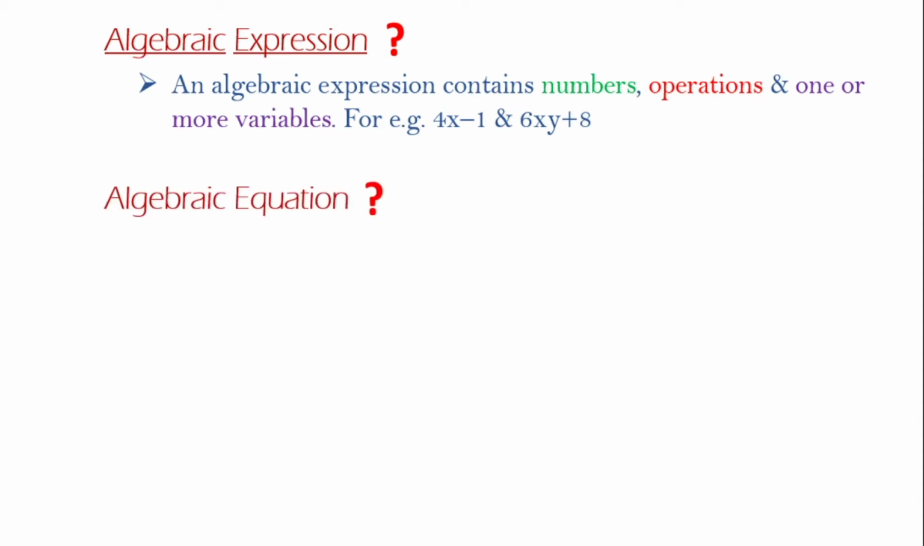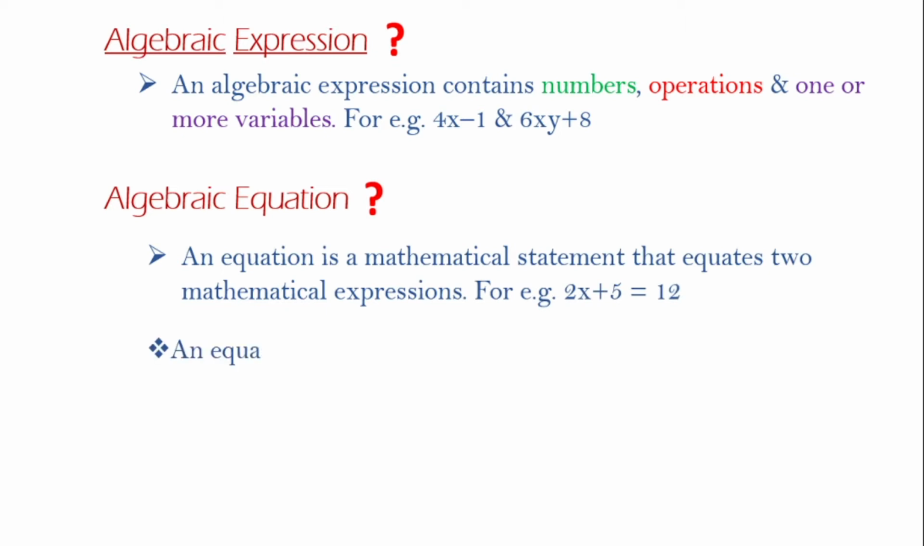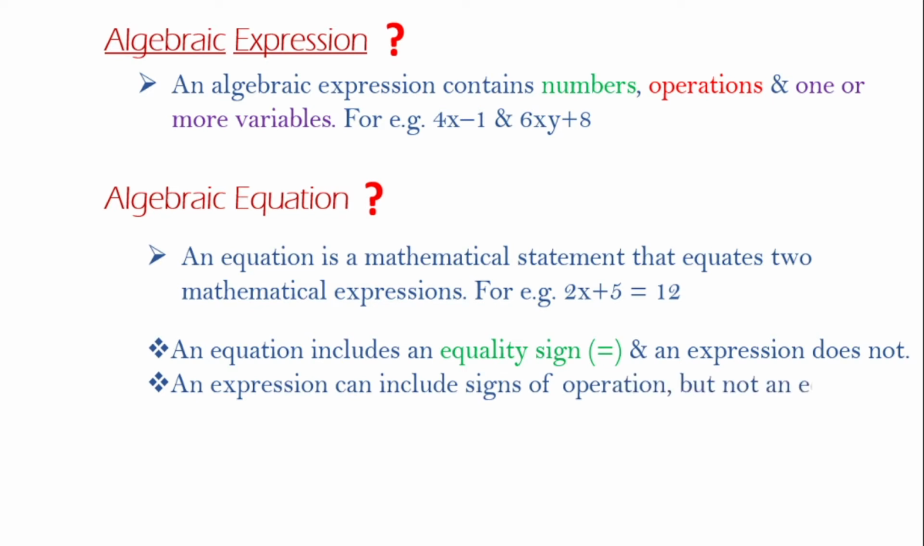What is an algebraic equation? An equation is a mathematical statement that equates two mathematical expressions. For example, 2x plus 5 equals 12. So from the above, we conclude that an equation includes an equality sign, whereas an expression does not. Similarly, an expression can include signs of operations but not an equal sign.